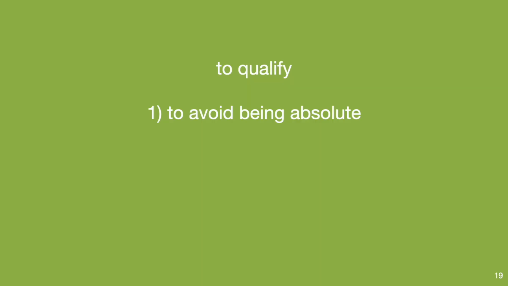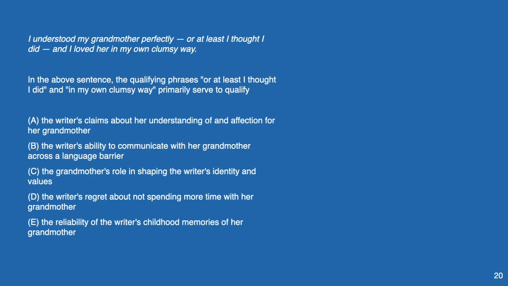Now, I want to show you one more question because I don't want you walking away thinking qualification only means avoid being absolute. It can also mean modify. Let's look at this question. "I understood my grandmother perfectly, or at least I thought I did, and I loved her in my own clumsy way." In the above sentence, the qualifying phrases, "or at least I thought I did" and "in my own clumsy way," primarily serve to qualify.